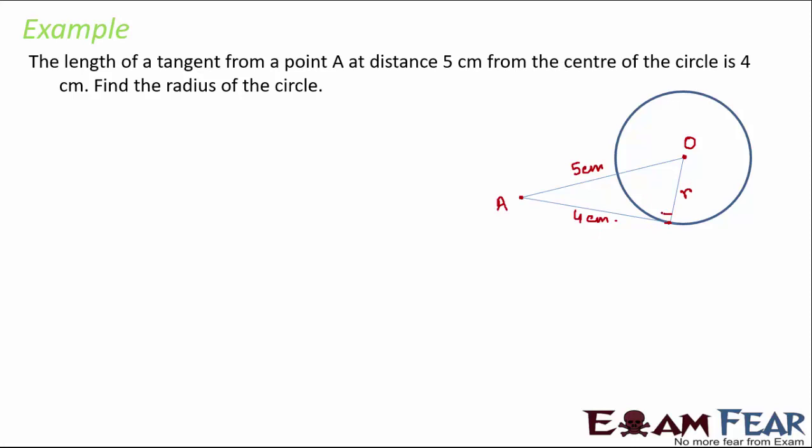Now we already know that the angle between the tangent and the radius is always 90 degrees, right? So this triangle that you see is a right angle triangle, which in turn means that the Pythagoras theorem will hold true in this case. It says hypotenuse square, this is the hypotenuse which is opposite to the 90 degrees, is equal to perpendicular square plus base square. So 5 square, 25, is equal to r square plus 16. So r square will be equal to 25 minus 16, which is equal to 9. So r will be equal to 3 cm. That's the radius of the circle.